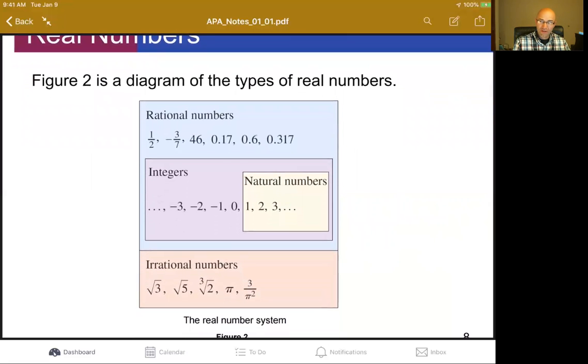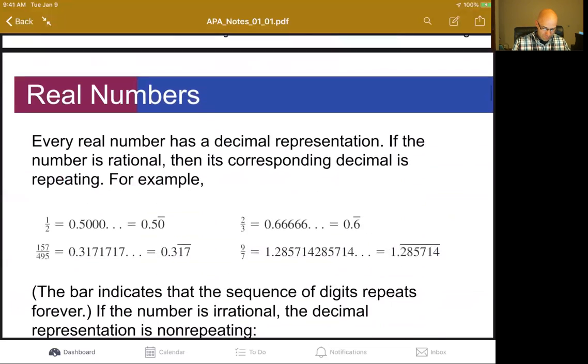Here is a Venn diagram, a really nice way to visually understand the sets of numbers we talked about. Everything in the big rectangle makes up the real numbers. You can see rational and irrational are on two sides, rational on the top, irrational on the bottom. Inside the rational are the integers, and inside the integers are the natural numbers.